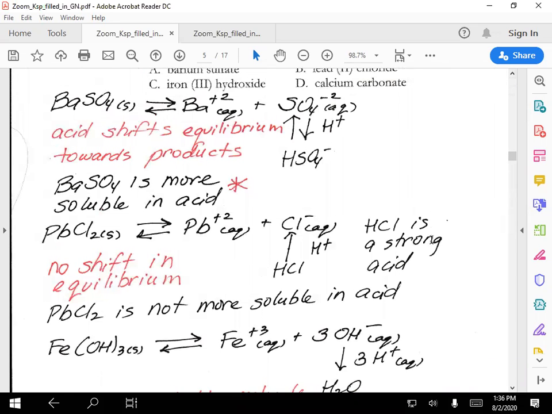So if we have an equilibrium, such as this example with a weak acid, we will remove product. If we remove product, we are shifting the equilibrium towards products. If we shift the equilibrium towards products with a KSP situation, that makes the salt more soluble. So because we'd added the acid and we pulled away products, our barium sulfate was more soluble.